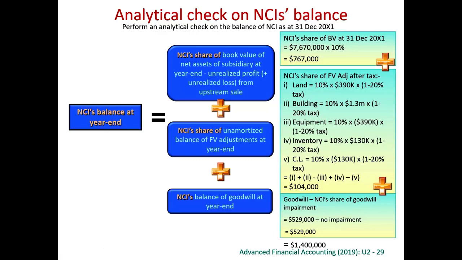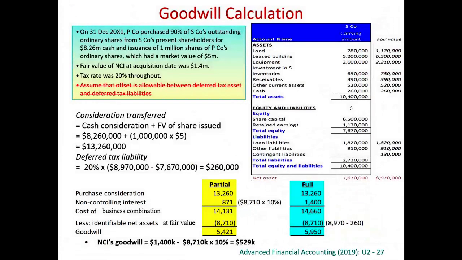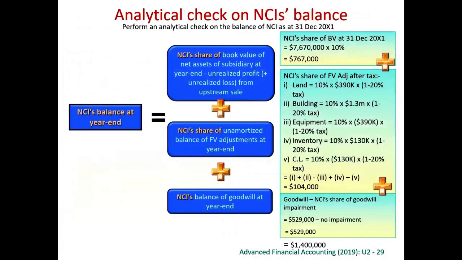Final item will be the goodwill component for the NCI. So NCI's goodwill is what NCI pay minus what NCI get. NCI pay 1.4 million at the day of acquisition. NCI gets 10% of the fair value of the net assets at the day of acquisition. So what NCI pay at the day of acquisition minus what NCI get at the day of acquisition is the goodwill for NCI. So 529,000. So when we add together book value of the net asset, fair value adjustments, and the goodwill for NCI, this is exactly the NCI figure at the day of acquisition.